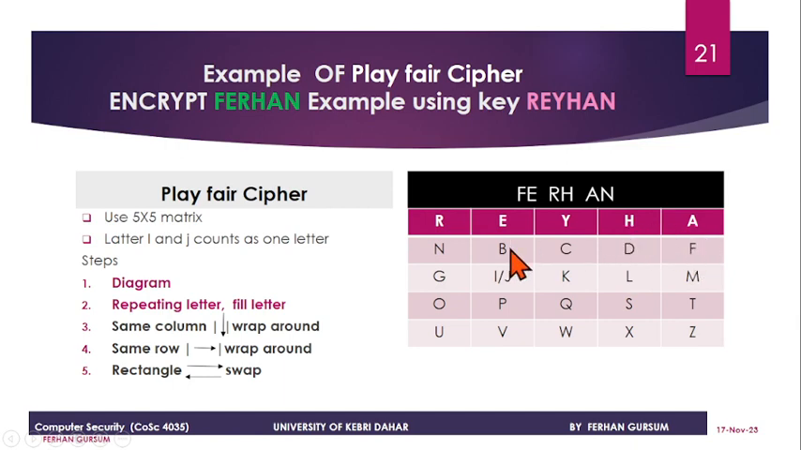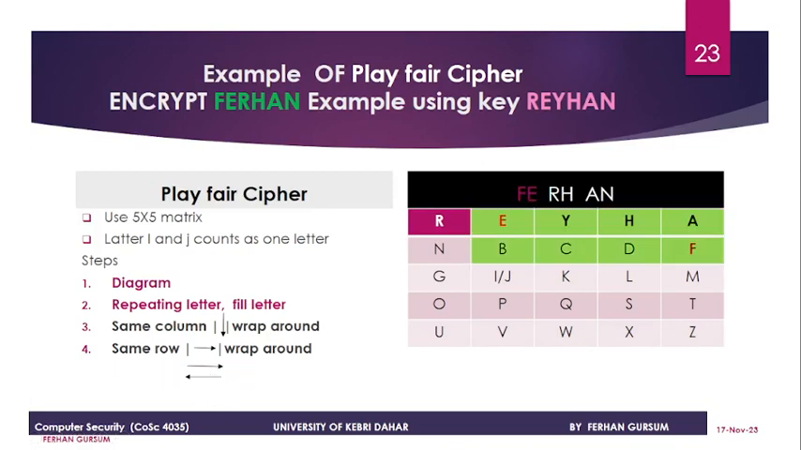So what we will do, we will skip step number 3 and step number 4, and come to step number 5. We will do the rectangle swap. We have to create a rectangle here. So how will we swap?